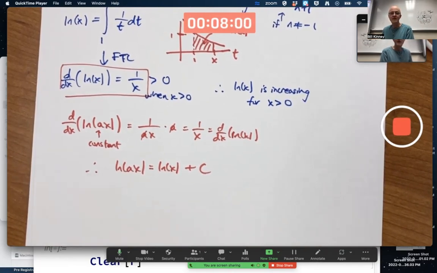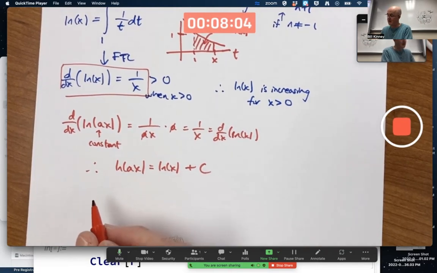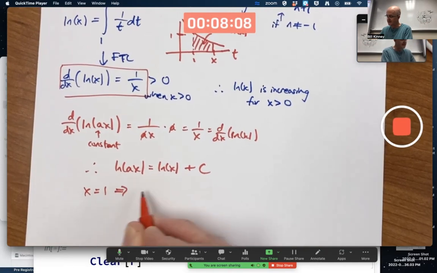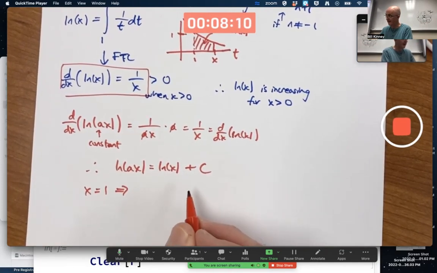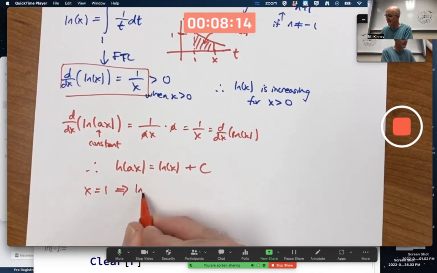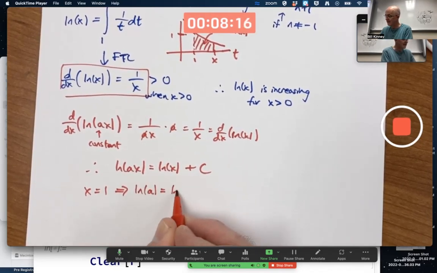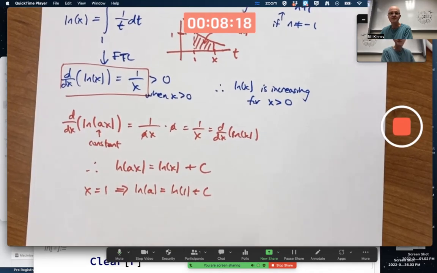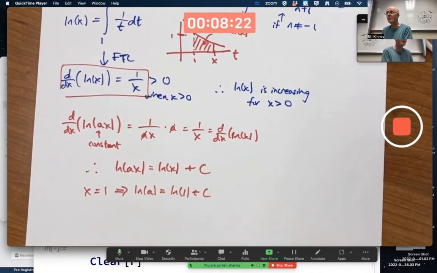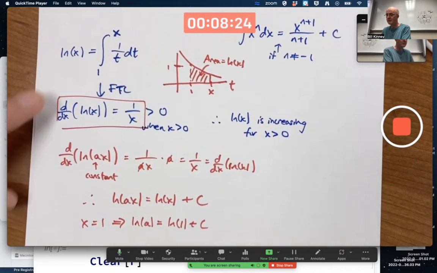How do you figure out what the constant is? Plug in x equals 1. If you substitute x equals 1 into both sides of this equation, this is supposed to be true for all positive values of x. So in particular, it should be true when x is 1. You'll get ln of a equals ln of 1 plus c. But what's ln of 1?